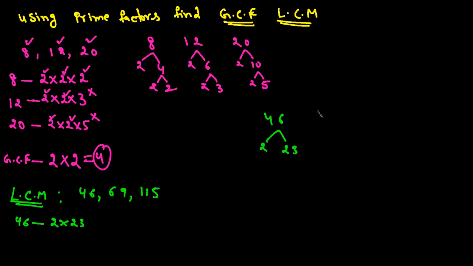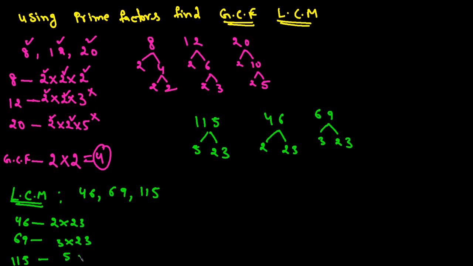Okay, then we got 69, which is going to be 3 times 23. So 69's prime factorization is 3 times 23. How about 115? It's going to be 5 times 23.